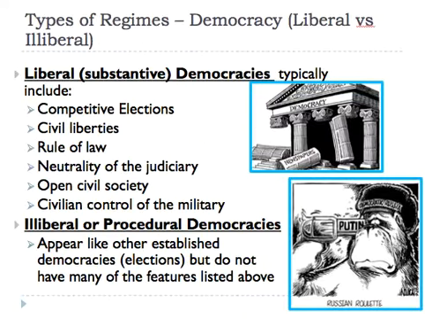There are different types of democracy. There's liberal versus illiberal. Liberal democracies have competitive elections. You have civil liberties that are protected, a constitution, which is your rule of law. You have a neutral judicial branch, an open civil society where you can create interest groups, and civilians who operate within the military. Illiberal democracies look like established democracies, look like they have free and fair elections, but fail to have many of the other features that I just talked about.